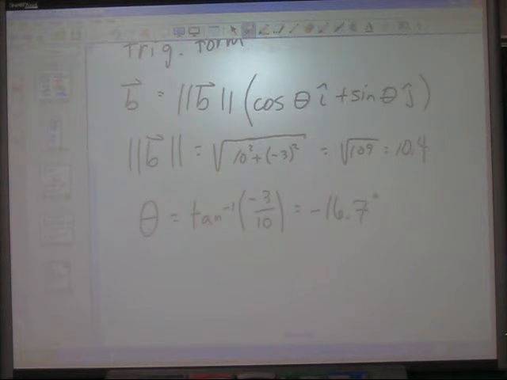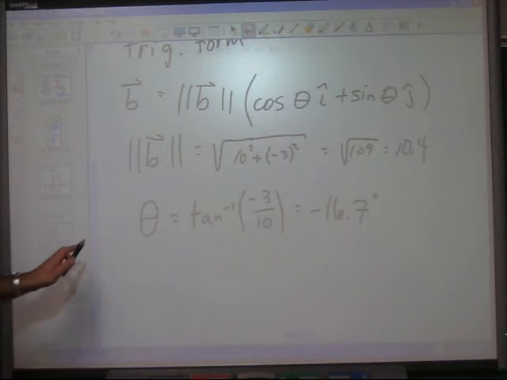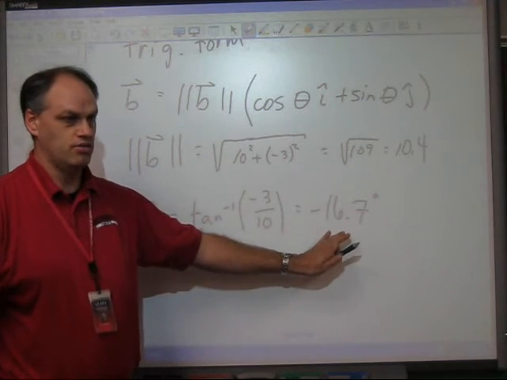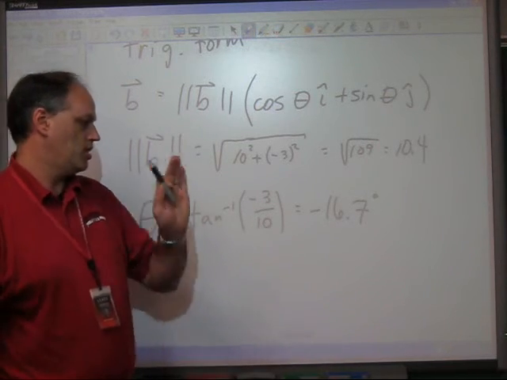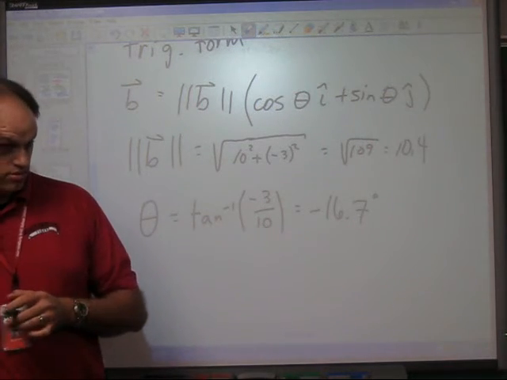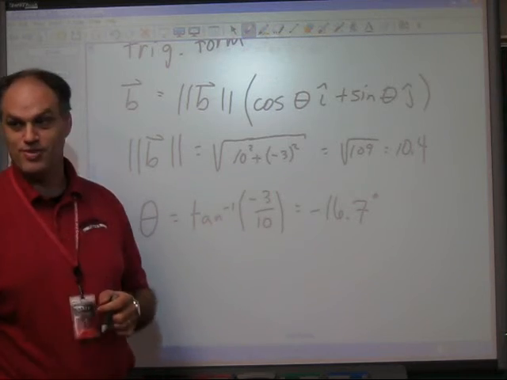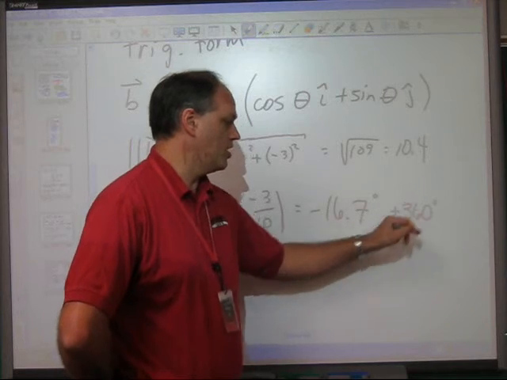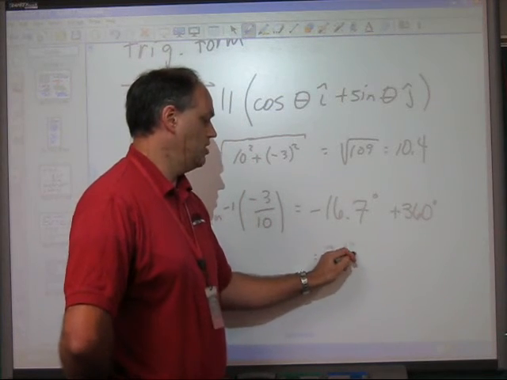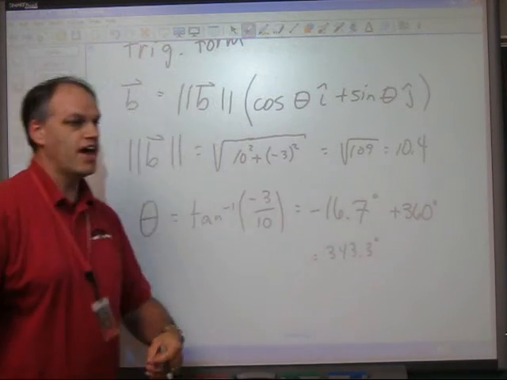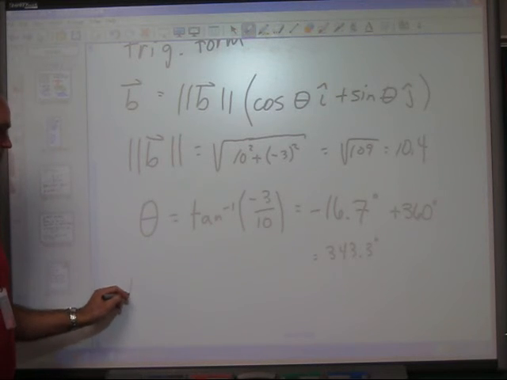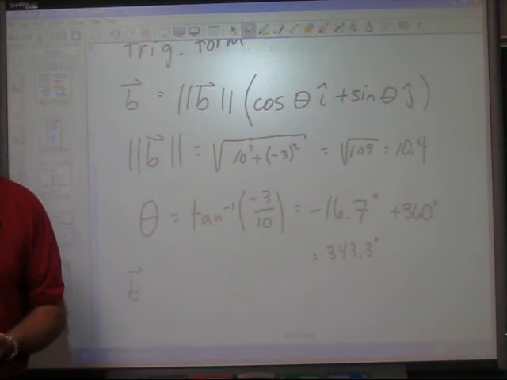Yeah. If I add 360 to this angle, which is a unit circle trip, that'll then be 343.3 degrees, a positive angle that puts me in the same spot. Does it always have to be a positive angle? Not always, but it's more convenient when it is.